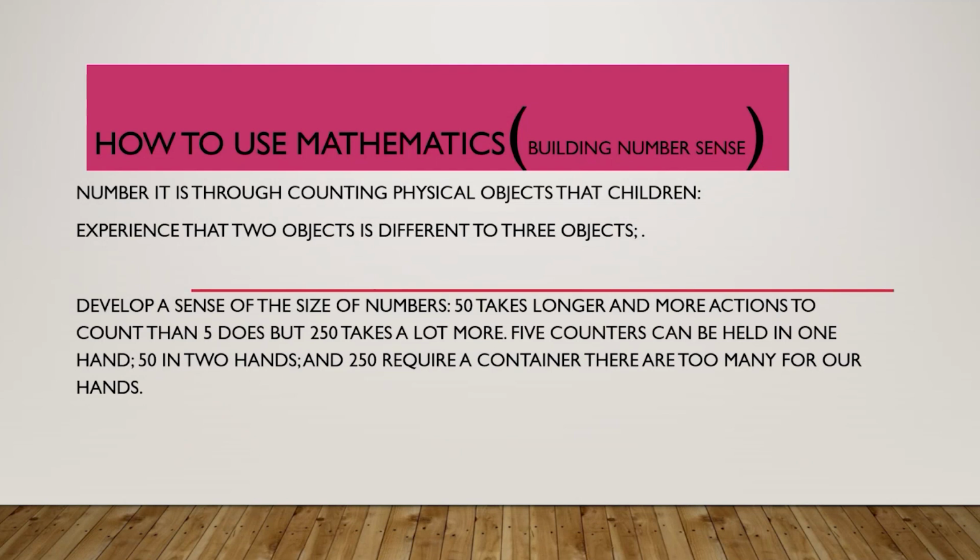That means concrete, pictorial, abstract approach. You first start with concrete things that you show them, where they physically try out the experiments, as in 50 takes longer actions to count. Then 500 or 250 takes a lot more. 5 counters can be held in one hand, 50 maybe in 2 hands, and 250 require maybe a container of some sort.